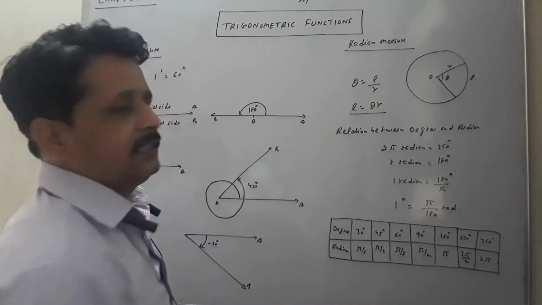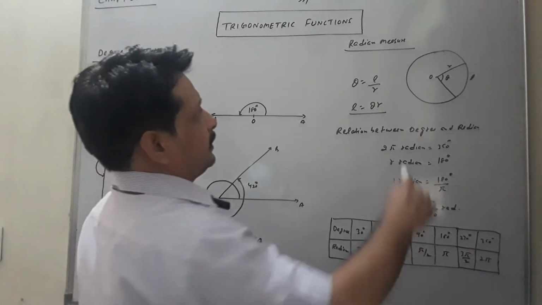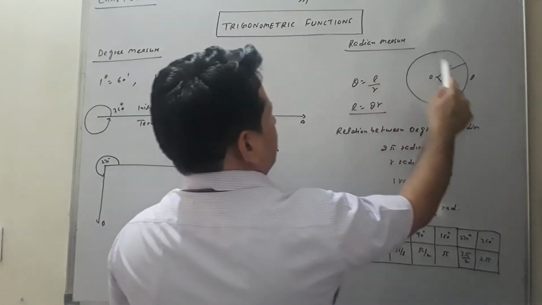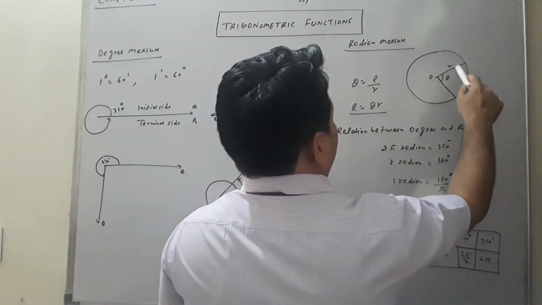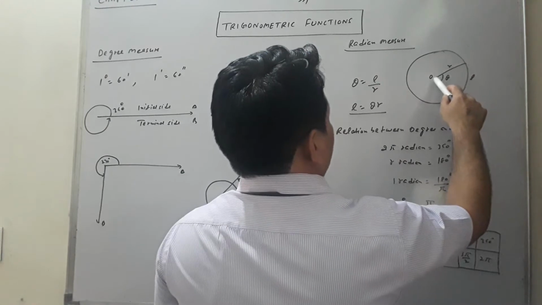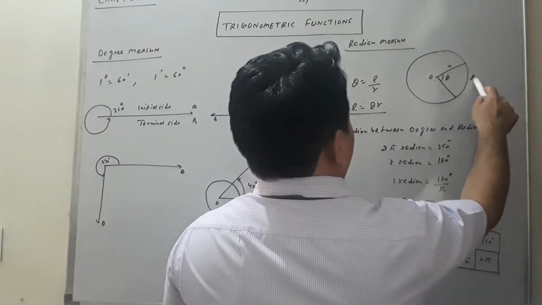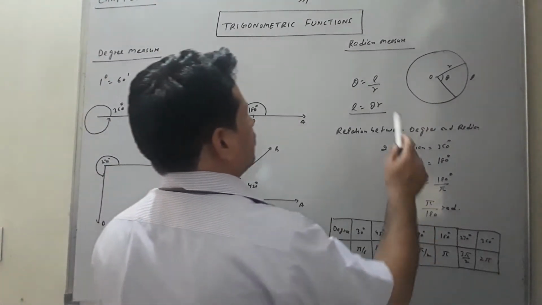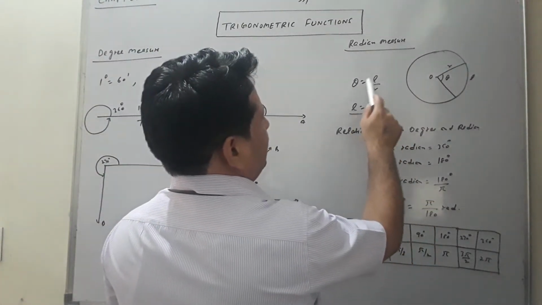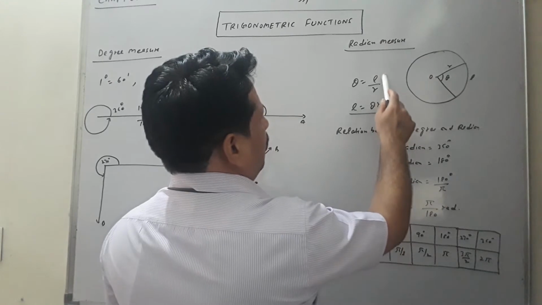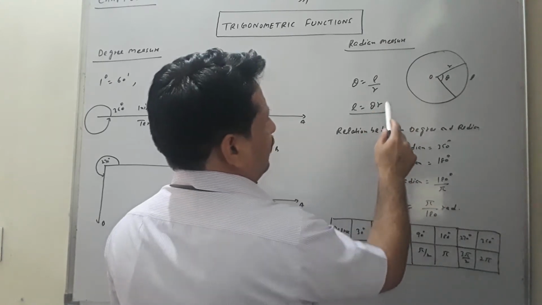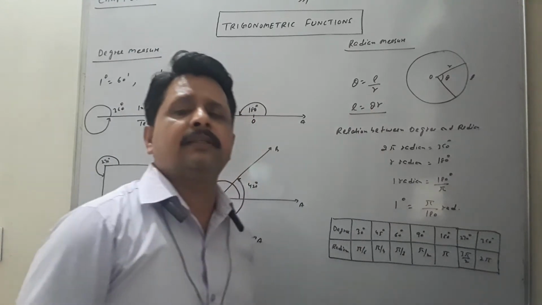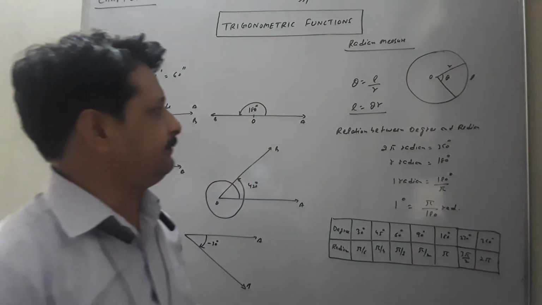This whole thing is given in your NCERT book, this radian measure. Students, if we have a circle, R is the radius, O is the center, and L is the length of the arc that subtends this angle. So remember, theta is equal to L upon R, or L is equal to theta R. While you find this theta, it will come in the form of radian.